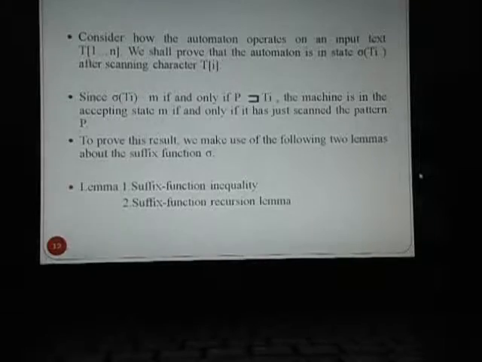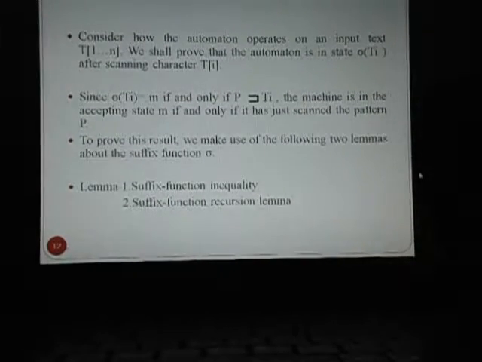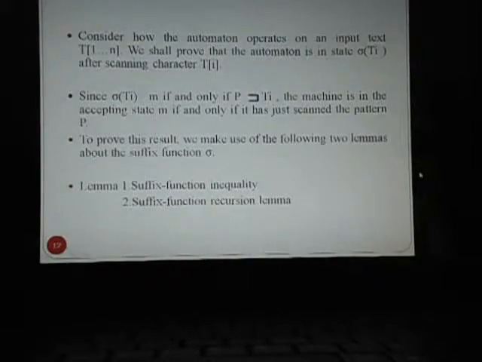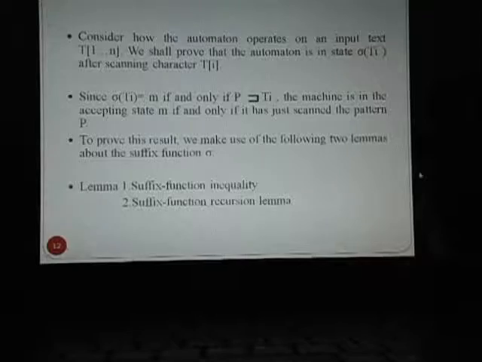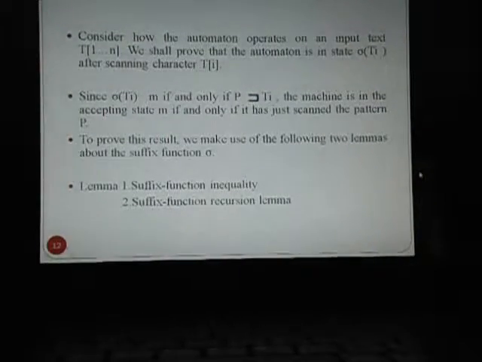Now we consider how the automata operates on an input text T[1 to n]. We shall prove that the automata is in the state sigma of T_i after scanning the character T[i]. Since sigma of T_i equals m if and only if the pattern is a suffix of the text T_i, the machine is in the accepting state m, that is the final state m, if and only if it has just scanned the pattern P. To prove this result, we use the following two lemmas about the suffix function sigma. There are two lemmas used. The first one is the suffix function inequality, and the second one is the suffix function recursion lemma.